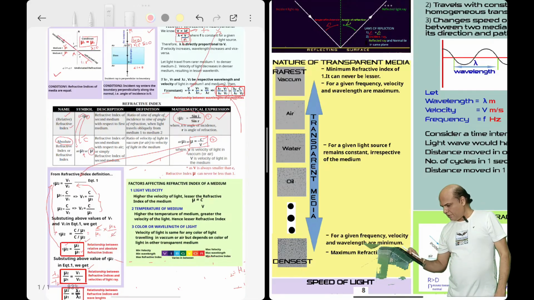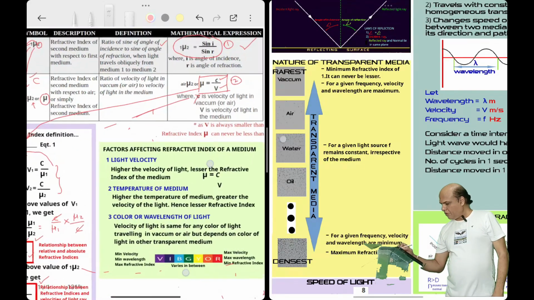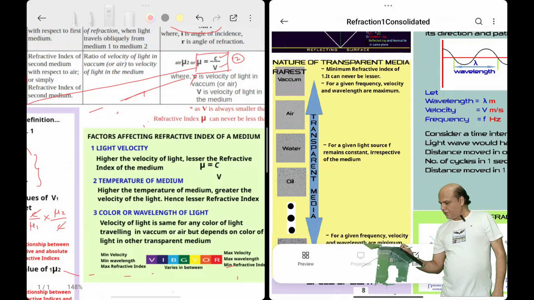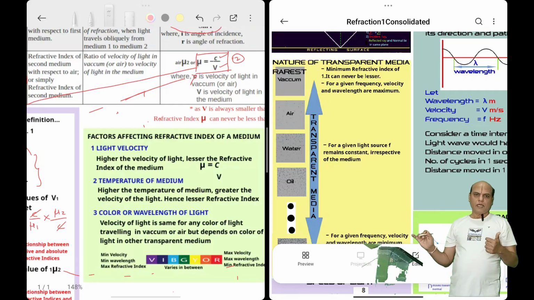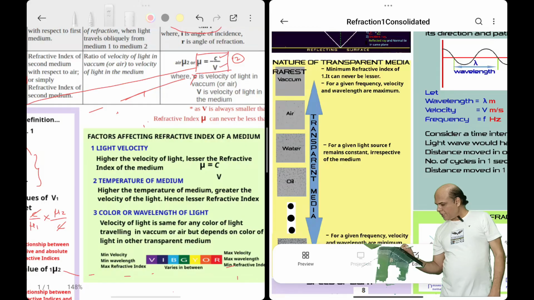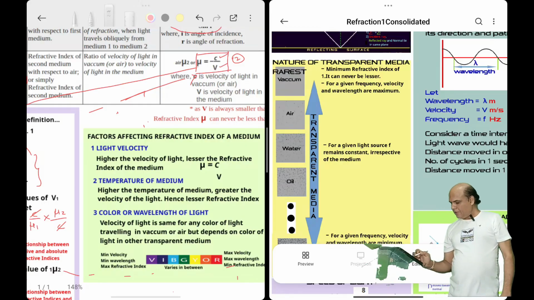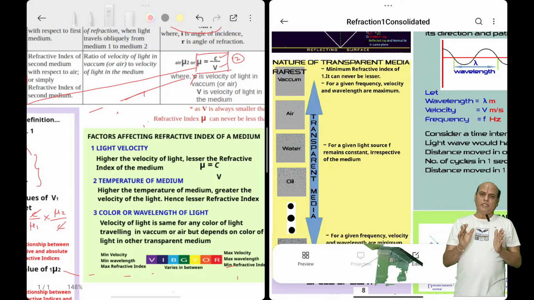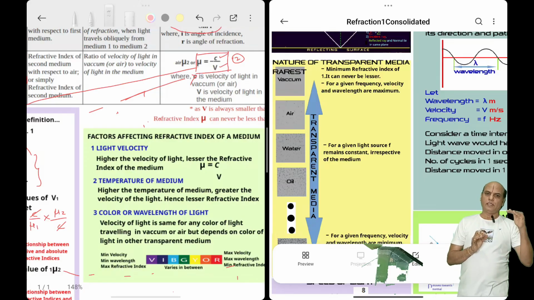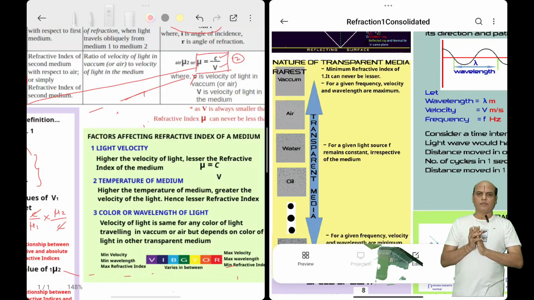So what will happen from here? It is the same: whenever you increase the temperature of an optical medium, the velocity of light increases and its refractive index decreases, as we move across the entire spectrum of optical media. So now the third one: refractive index also depends on the color of the light that we are considering.